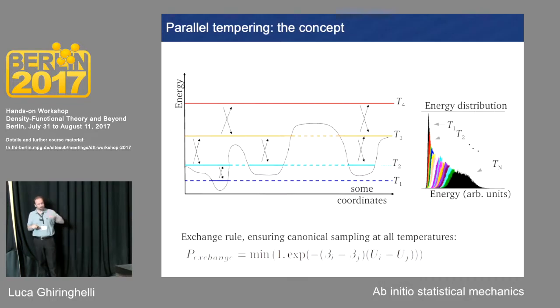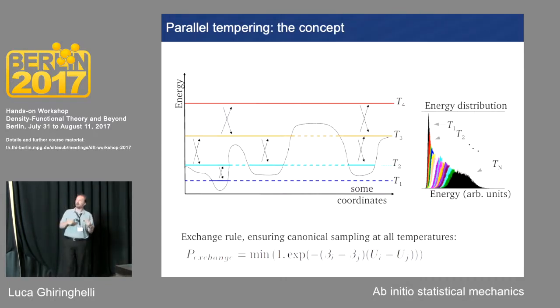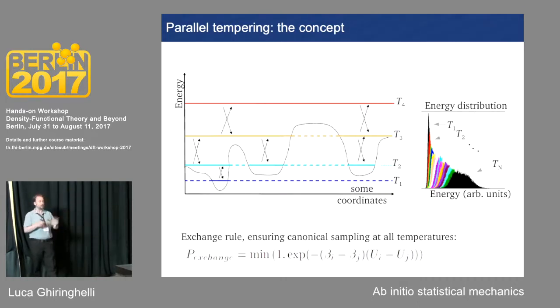So if we have a sampling of the system at different temperatures at once, and every now and then we ask a configuration that is part of the sampling at one temperature if it can belong to a sampling at another temperature, and we actually exchange configurations between the temperatures according to the probability that the configuration can be in the other temperature, then we have a sampling that is canonical, a proper sampling at all temperatures at once.